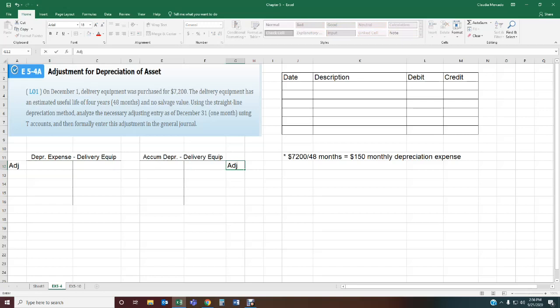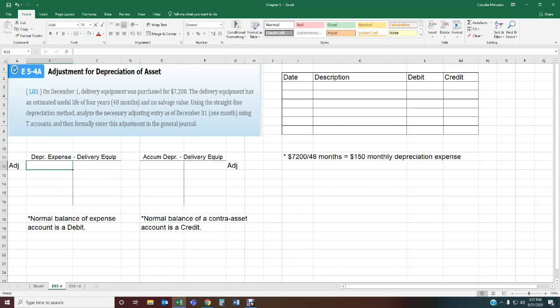By now we should be familiar. Whenever we have an expense account, the normal balance of an expense account is a debit. The normal balance of a contra asset account is a credit. So we figured they're asking us to do an entry for 1 month of depreciation.